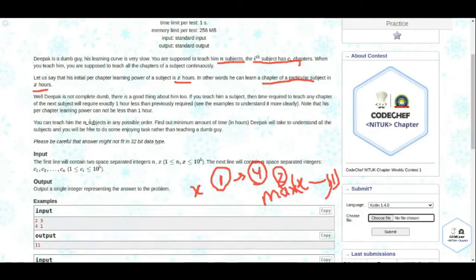So you can teach him n subjects in any possible order. Find out the minimum amount of hours required to teach him. What we are given is, first of all, the total number n of subjects, and we are given x, the initial power per chapter. The next line contains the number of chapters for each subject.